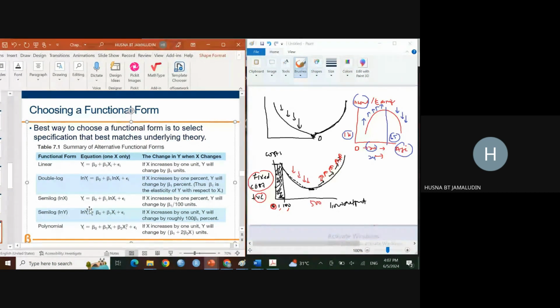Now we have the semi-log function. In this case, your dependent variable is not ln, but your independent variable is log or ln.